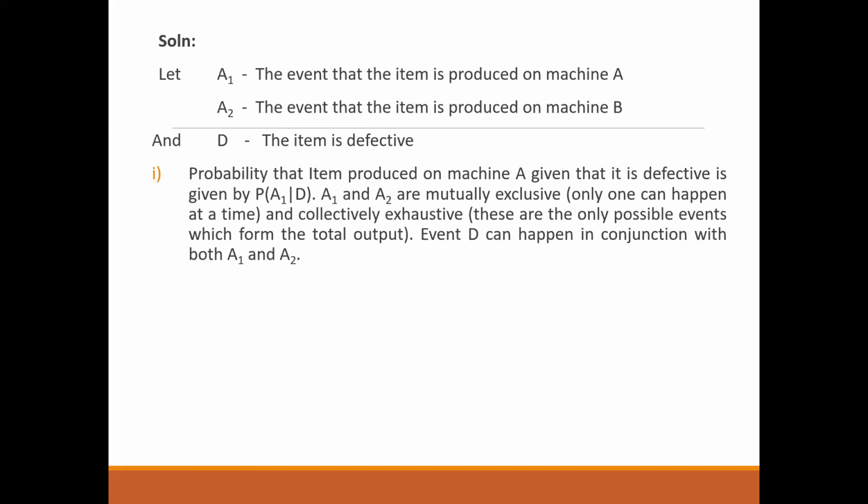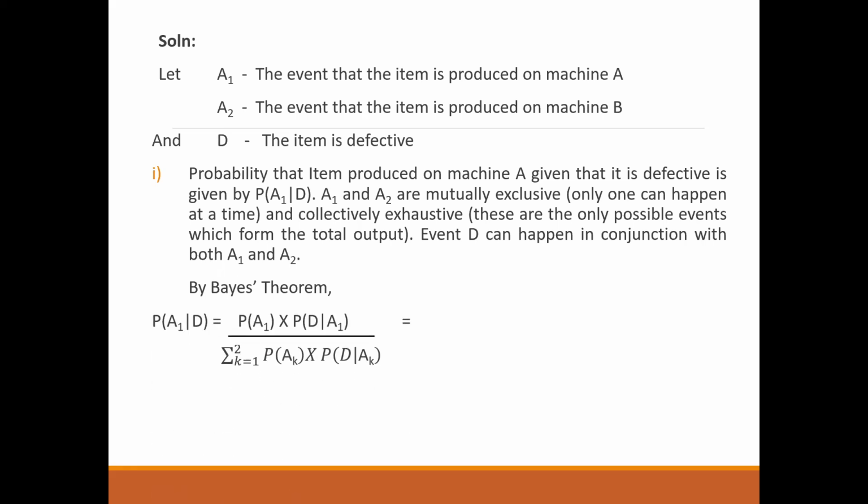Secondly, remember A1 and A2 are mutually exclusive. That means only one can happen at a time. And they are collectively exhaustive. These are the only possible events which form the total output. And event D can happen in conjunction with both A1 and A2. So this is my formula. Note down the formula, please, again.